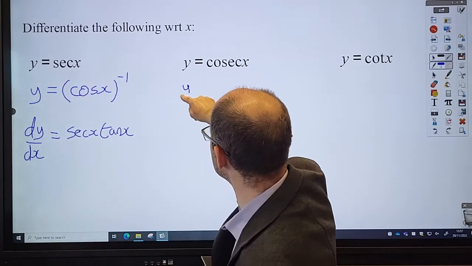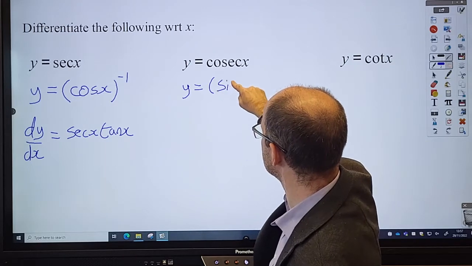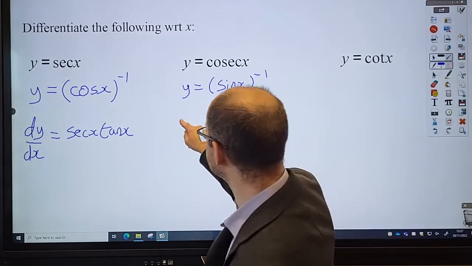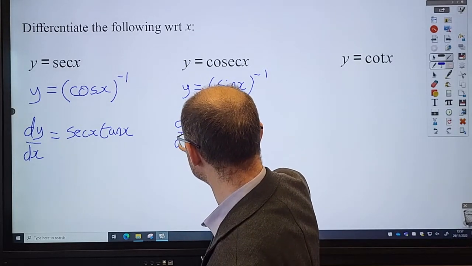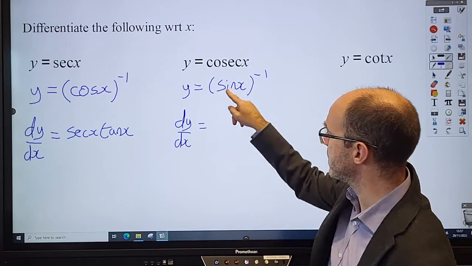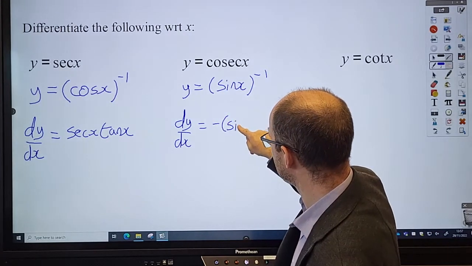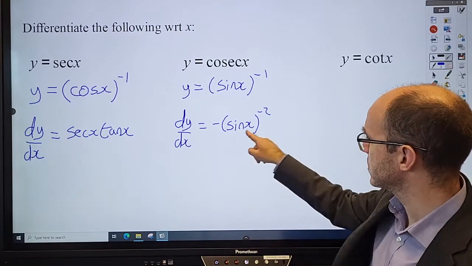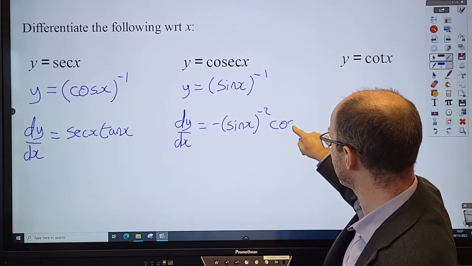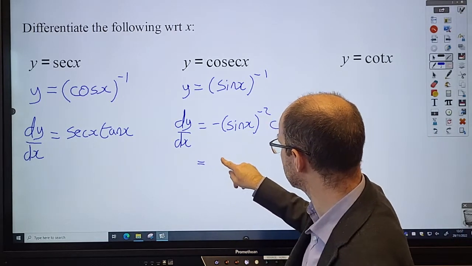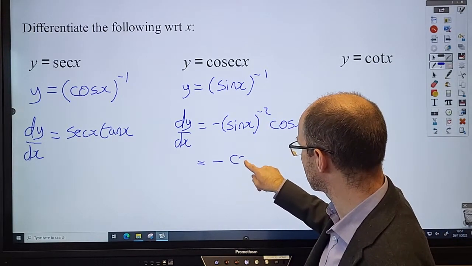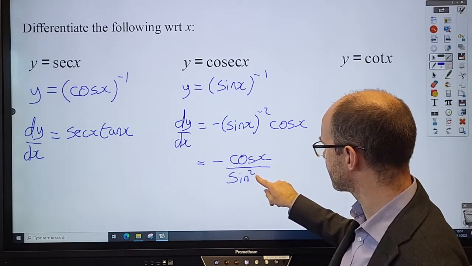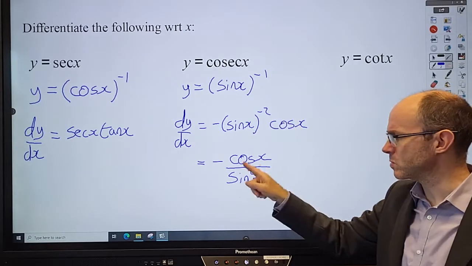Like this one, write as y equals sine x to the power of -1. It's the same as 1 over sine x. Use the chain rule again. So dy dx is going to be equal to, so bring the power down, negative sine x, decrease the power by 1 to the power of -2, and then differentiate the sine x, you're going to get cos x, and then we can write that as negative, and that will be cos x over sine squared x. Okay, sine x to the power of -2 means 1 over sine squared x.